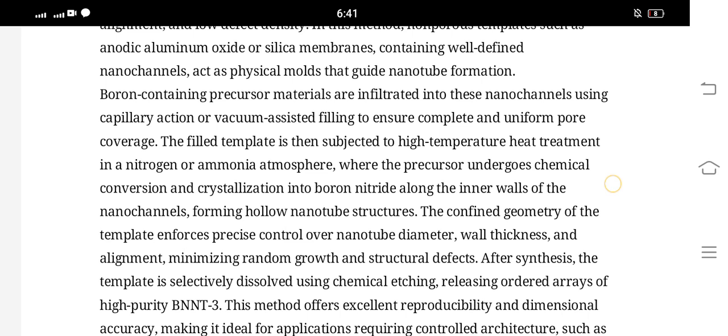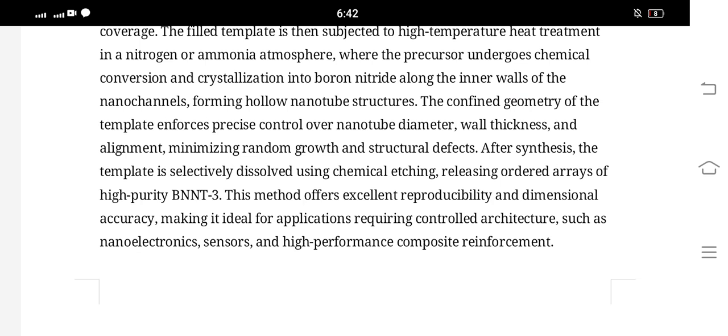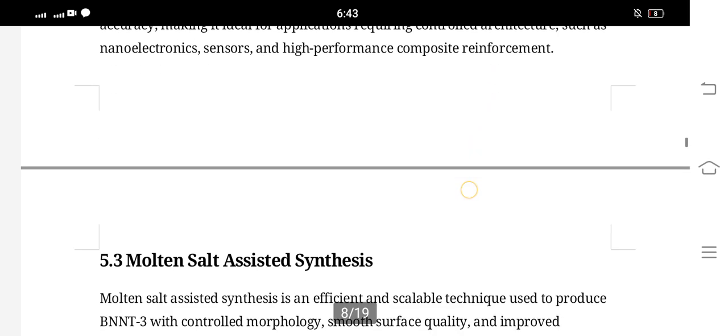The confined geometry of the template enforces precise control over nanotube diameter, wall thickness, and alignment, minimizing random growth and structural defects. After synthesis, the template is selectively dissolved using chemical etching, releasing ordered arrays of high-purity boron nitride nanotubes. This method offers excellent reproducibility and dimensional accuracy, making it ideal for applications requiring controlled architecture, such as nanoelectronic sensors and high-performance composite reinforcement.